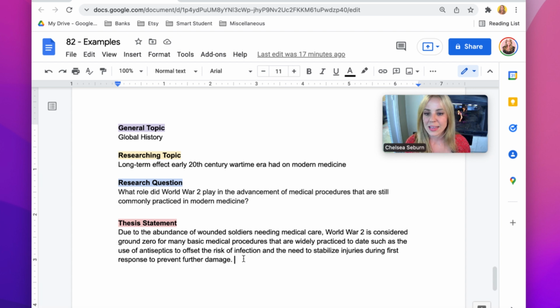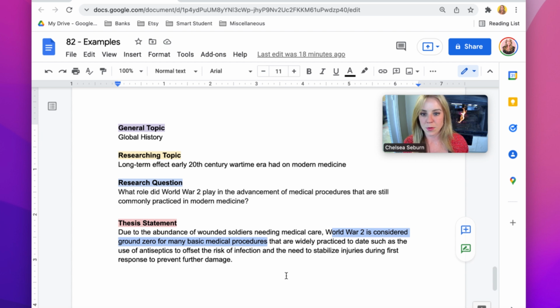Here's what we learn. Due to the abundance of wounded soldiers needing medical care, World War II is considered ground zero for many basic medical procedures that are widely practiced to date, such as the use of antiseptics to offset the risk of infection and the need to stabilize injuries during first response to prevent further damage. Okay, let's do our three-component test. Is our topic present? Yes, it's right here. World War II is considered ground zero for many basic medical procedures.